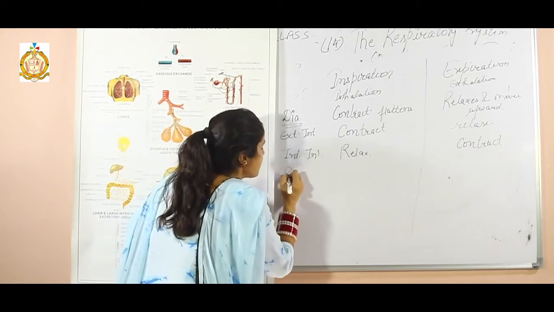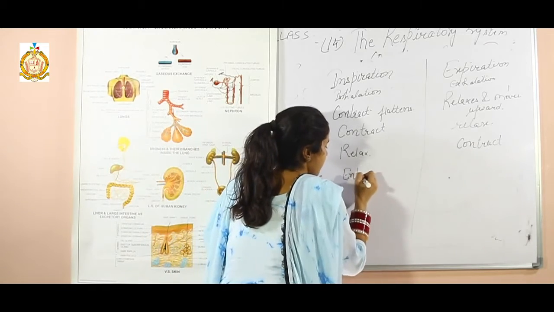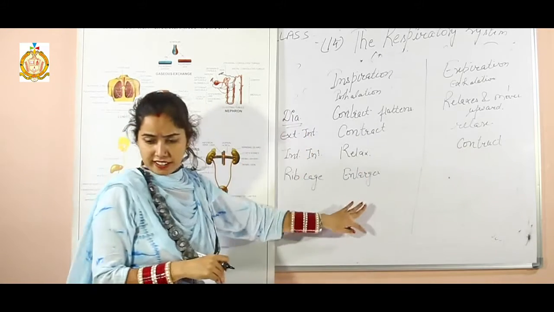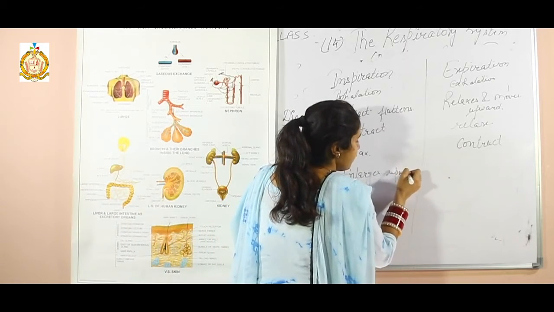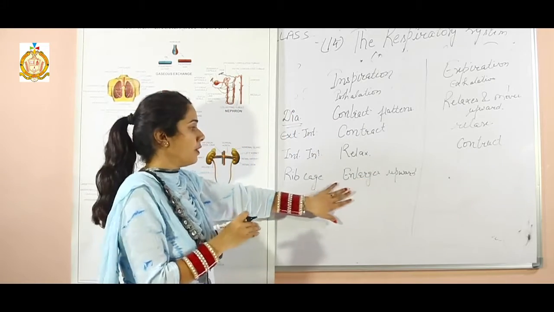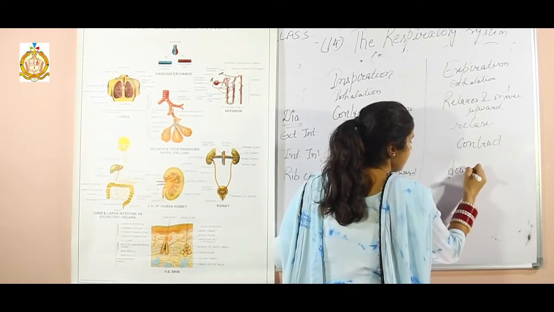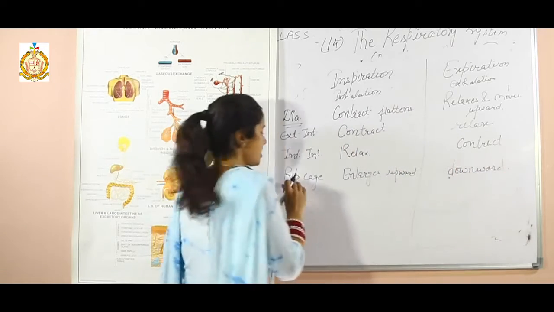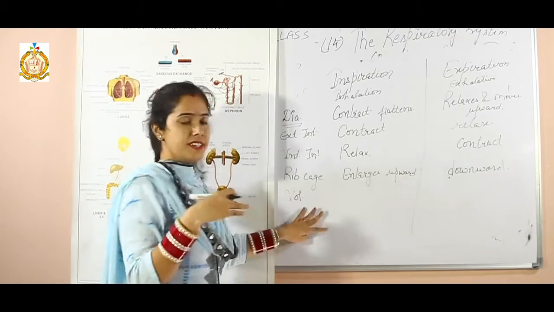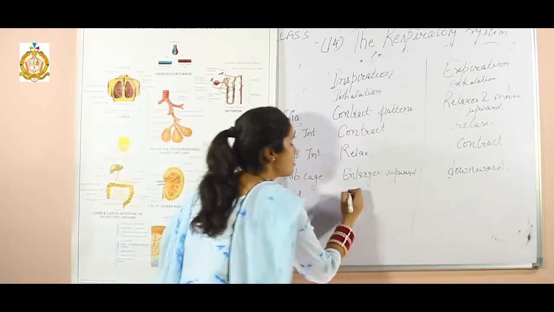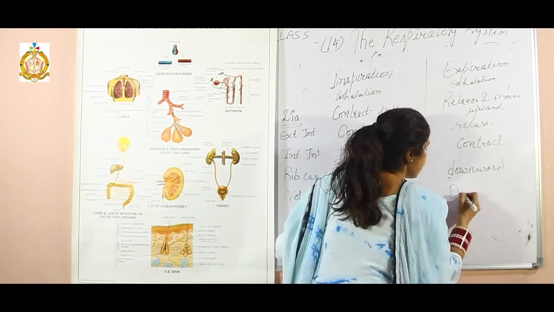Now next is the rib cage and sternum. It enlarges. The rib cage enlarges and moves upward. When you inspire air, your rib cage moves upward, and when you expire, it moves downward. Now next is the volume. The thoracic cavity increases, so the volume also increases during inspiration, and here it decreases.